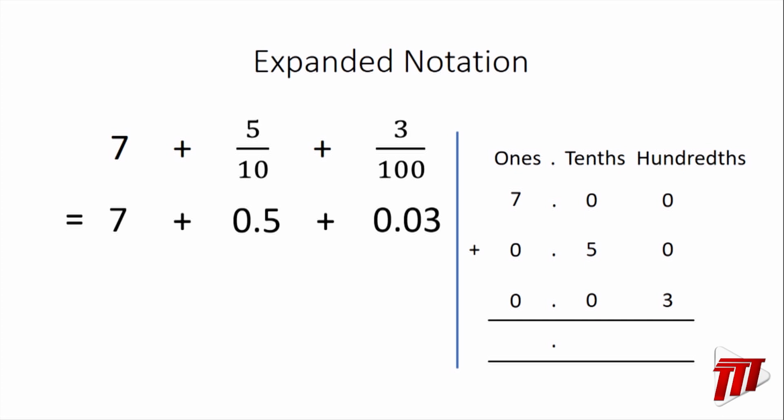If we focus on the hundredths place, 0 hundredths plus 0 hundredths plus 3 hundredths, that would be 3 hundredths. 0 tenths plus 5/10 plus 0 tenths, 5/10. 7 ones plus 0 ones plus 0 ones, 7 ones. So we are left with 7 and 53 hundredths.